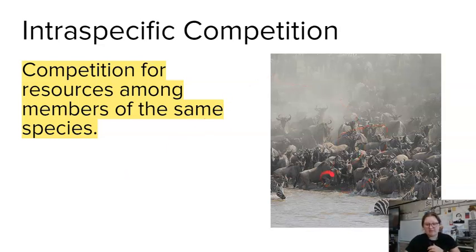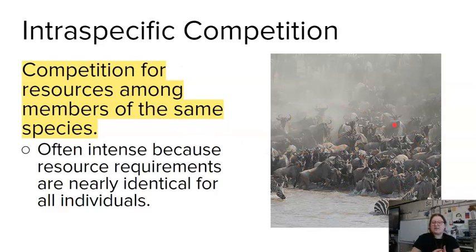In this picture, we have some animals back here that are the same species competing for this water. We have a couple zebras in there, but intraspecific is between this group here. And this is often really intense because the resource requirements are nearly identical for all individuals. So if every organism in that population wants the same things and needs the same things, then that competition is going to be much greater. Versus interspecific, which again we'll go over in the next lesson, that's different species. Every species has a slightly different niche, a slightly different thing that they're after. So the competition isn't quite as bad.